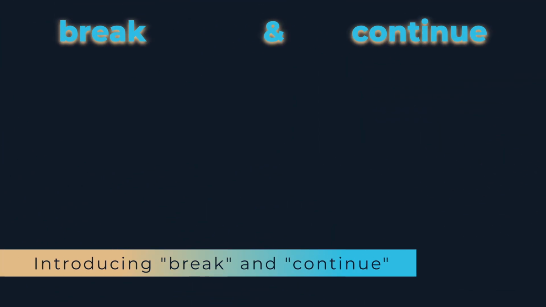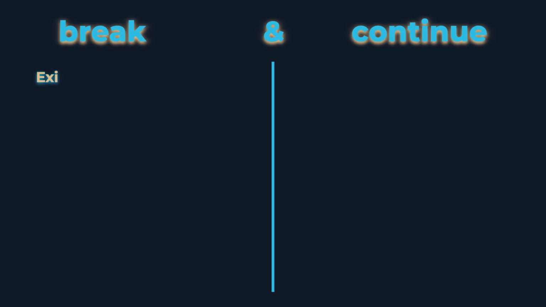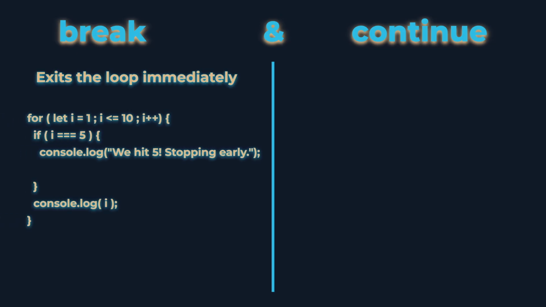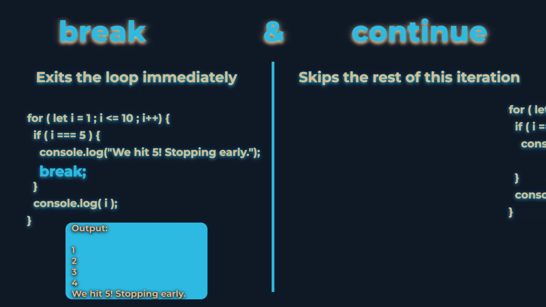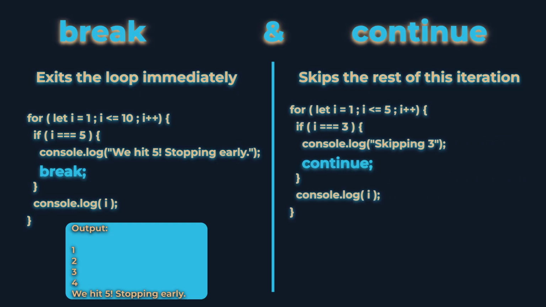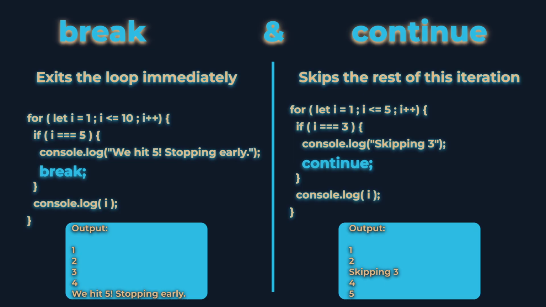Now let's introduce break and continue. Break exits the loop immediately. Handy when you found what you need and don't want to keep searching. Continue skips the rest of this iteration and jumps to the final expression. Then back to the condition, useful for skipping bad data or exceptions.